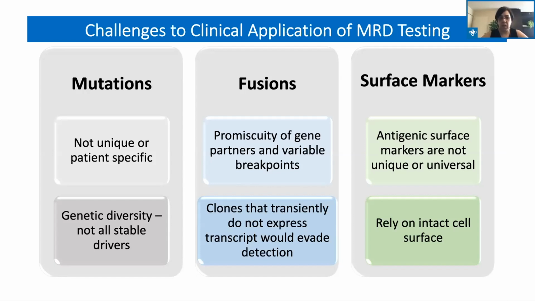Another thing is that sometimes the clones are not necessarily expressed at every point. So if the disease is transiently not expressing the transcript, these diseases can sometimes evade detection. And finally, you could use surface markers, which is what you usually would do with flow cytometry. But there are some diseases where the antigenic surface marker is actually not there, and sometimes these markers are not universal. Another point is that you do rely on an intact cell surface to be able to pick up this specific epitope.